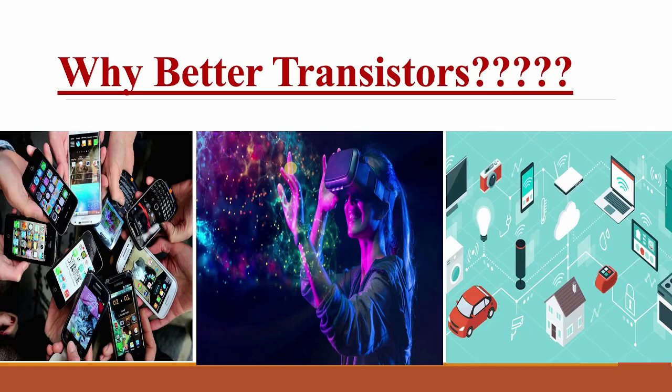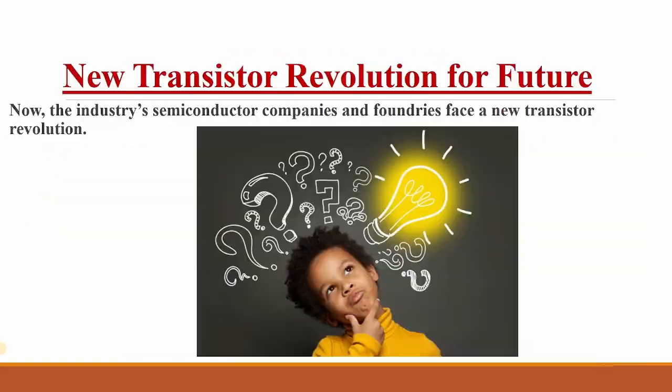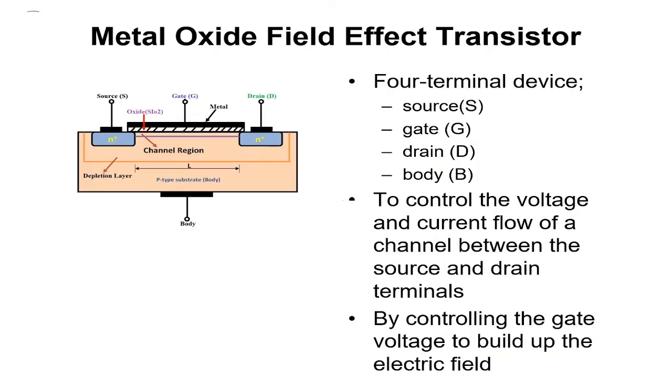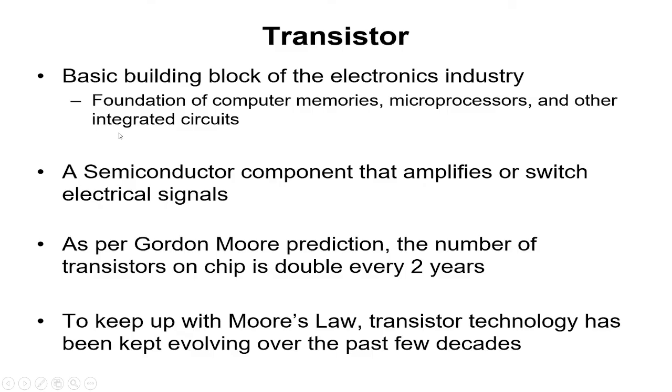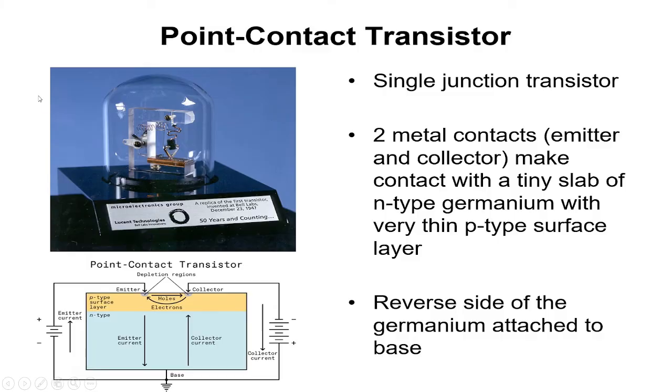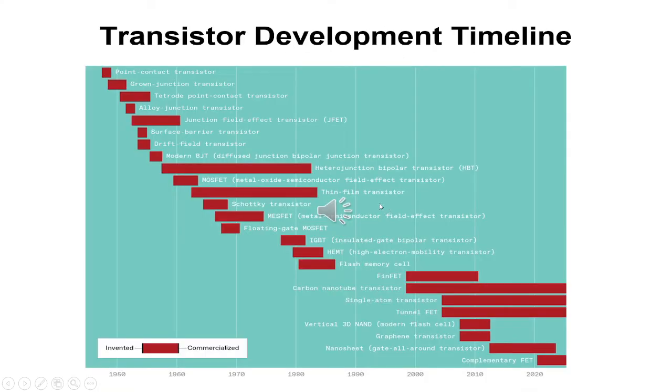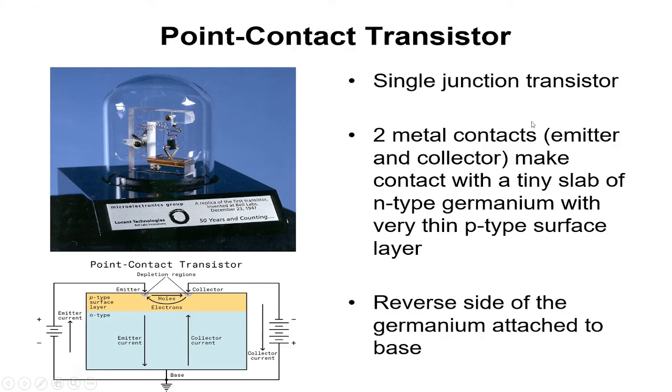So due to these technology improvements, we are going into different technologies. And I'll show you one more slide. This is the transistor development. The first transistor is the point contact transistor. In the classification we also saw that the first transistor is the point contact transistor, a single junction transistor. It consists of only one junction and two metal contacts, and there is germanium in there.